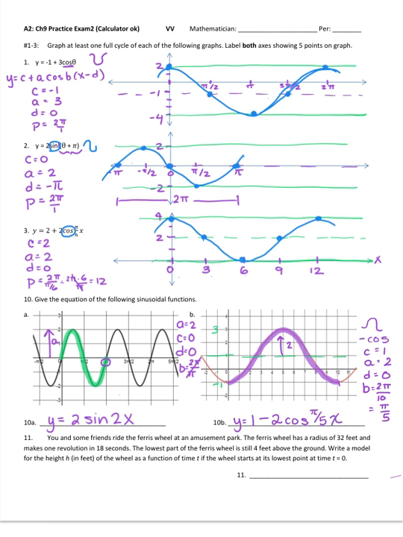All right, now we're going to do the Ferris wheel problem. So let's underline the things we really need. We need the radius is 32 feet. 1 revolution is 18 seconds, which tells you your period. The lowest part is still 4 feet above the ground. And we're going to write this starting at the lowest point.